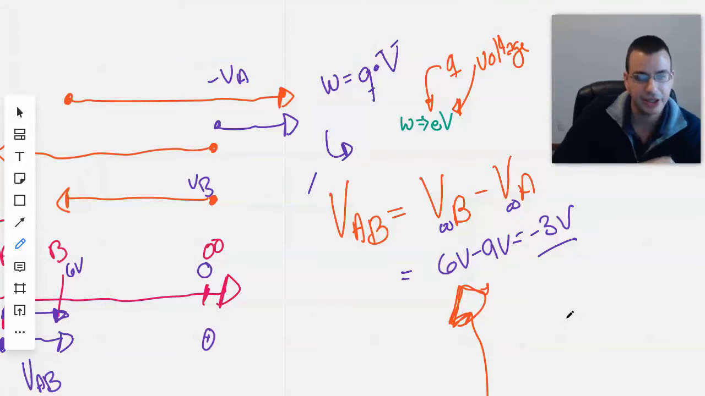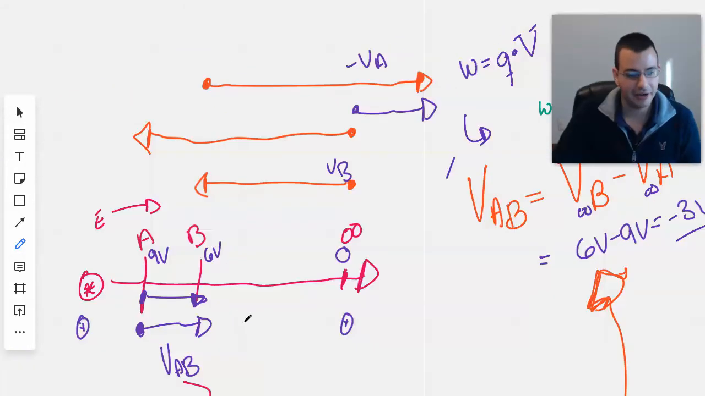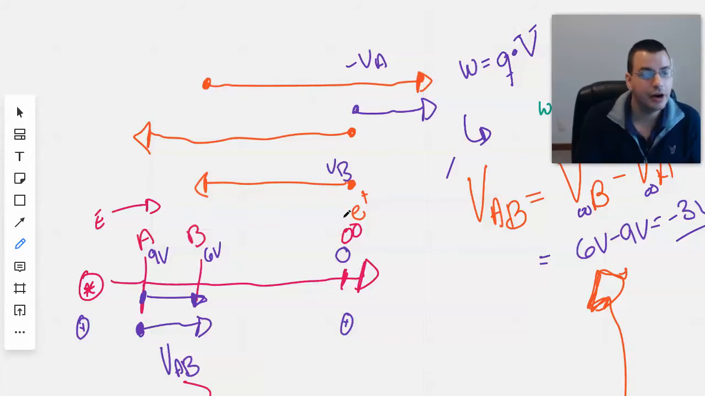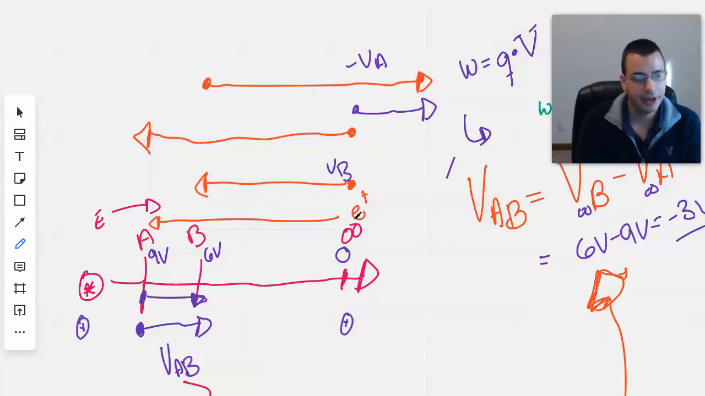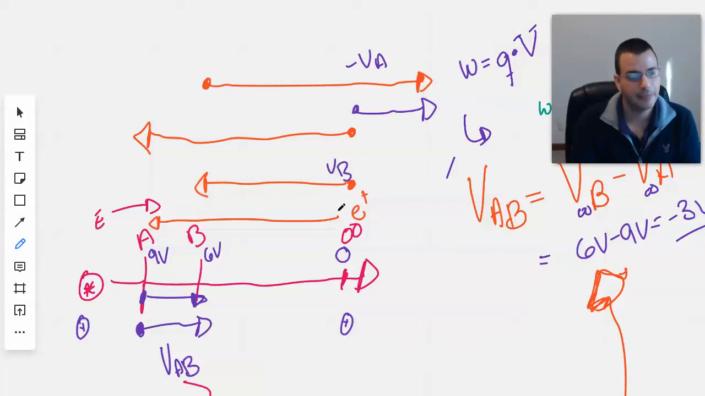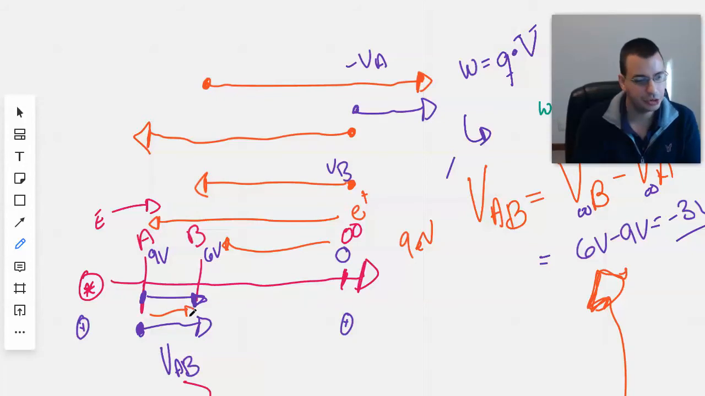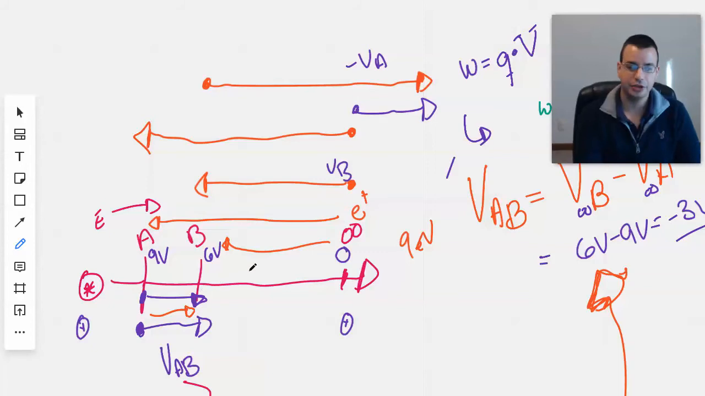So, we go back to this. How much energy would be required to move an electron from infinity, I'm going to use a positron because it makes it positive and it's easier. A positron, same charge as an electron, and same mass. Move it to 9 volts, how much energy would be required? Well, that'd be 9 electron volts. How much energy would be required to move to 6 volts? 6 electron volts. How much energy would you gain by moving it from 9 volts to 6 volts? Well, you would gain 3 electron volts.